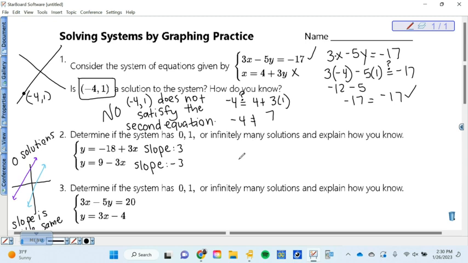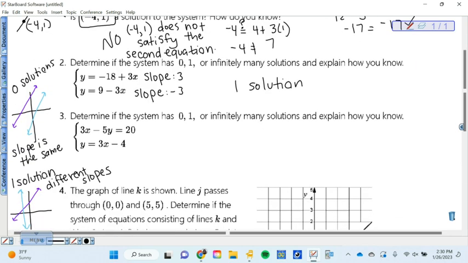So what does that mean? One solution. One solution. How about the next one? Yeah, how am I going to find the slope from the standard form equation? That's good. I'm going to do it a different way.